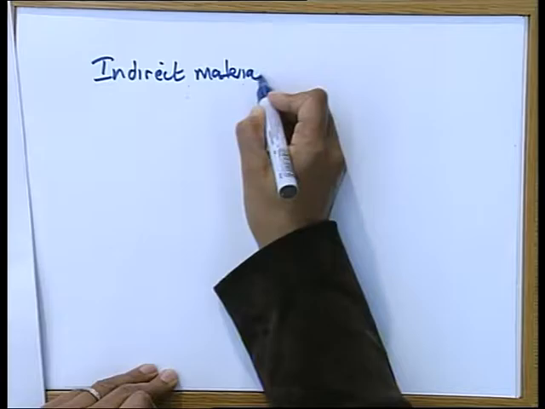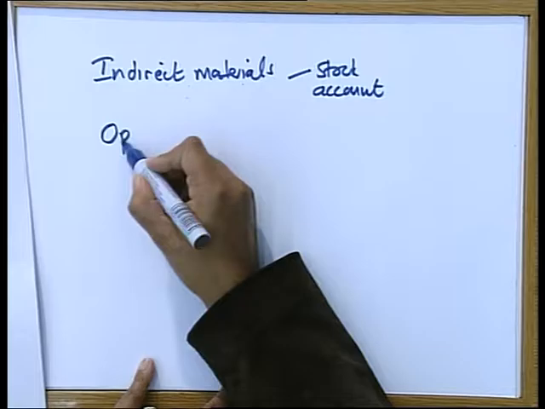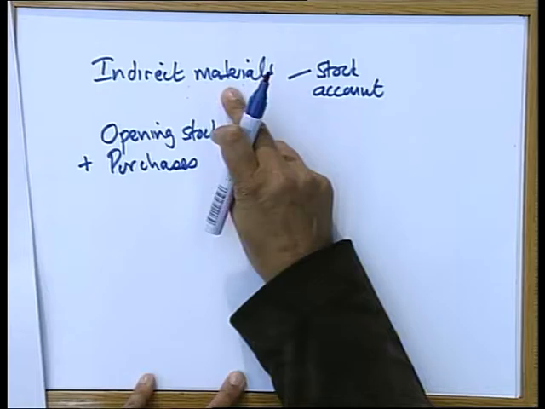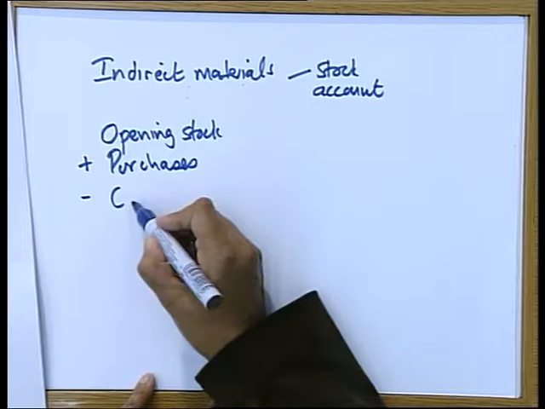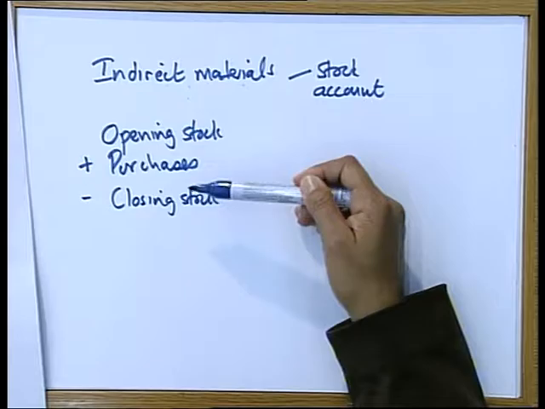It is a stock account. Whenever you have a stock account, you have opening stock. So now you have to go and find an opening stock balance. You must have purchases. In other words, you bought indirect materials. You had opening stock of indirect materials. You bought indirect materials. And you have a closing stock. Whenever there's indirect materials, please note, look for the opening stock, look for the purchases, look for the closing stock.